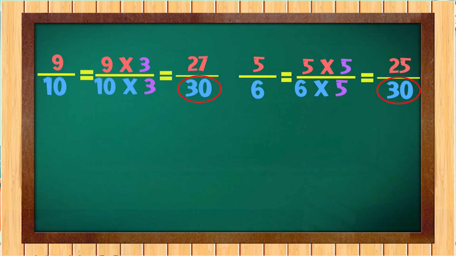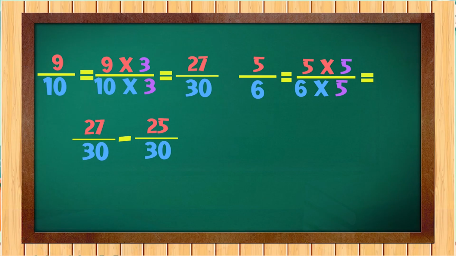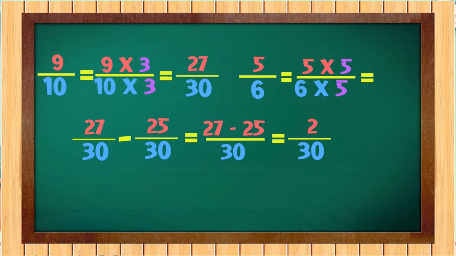Notice we have two fractions now with similar denominators, so it is safe for us to subtract the numerators. All we do is write back the denominator, because that will be the denominator for our answer, and we subtract the numerators. In this case, 27 subtract 25 is equal to 2. Our answer for this problem would be 2/30.